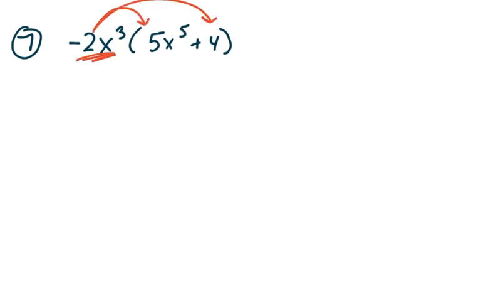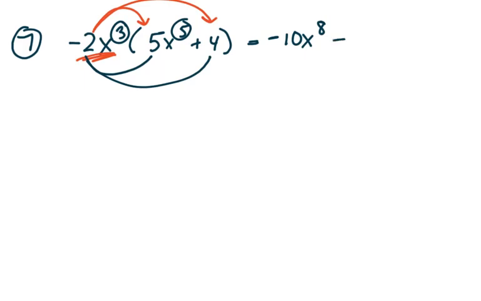Okay, number 7. Number 7 says to multiply as indicated. Express your answer as a single polynomial. So you're going to multiply this 2x to the third to each term inside. We're doing the distributive property. So you have negative 2 times 5, that's a negative 10. And then you're multiplying like bases, so you add exponents, so it becomes 8. And then when you multiply the negative 2 with the 4, you get a negative 8, and the variable stays.